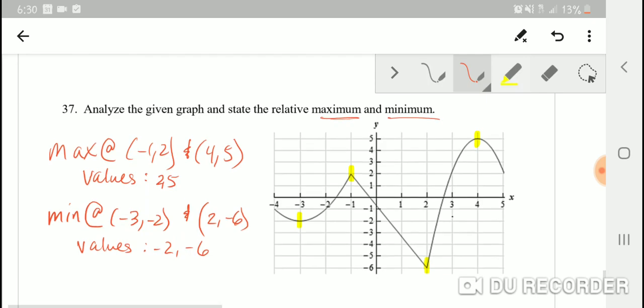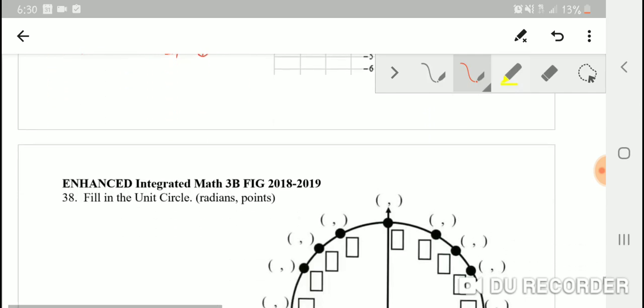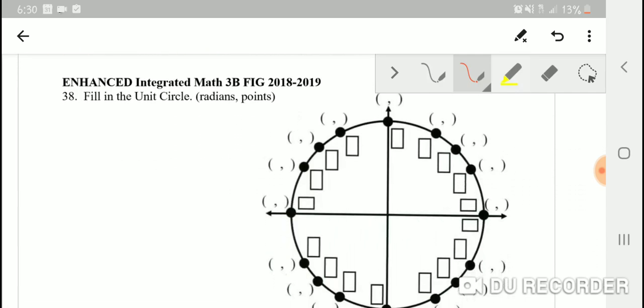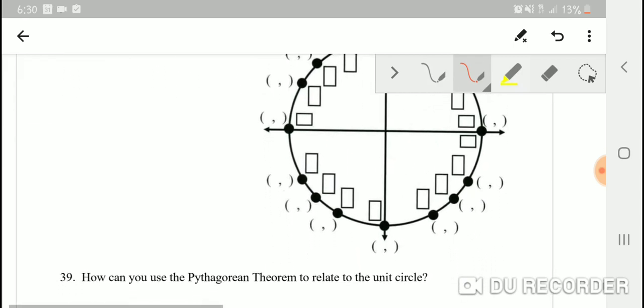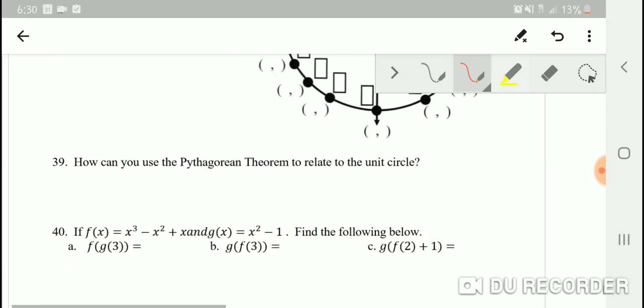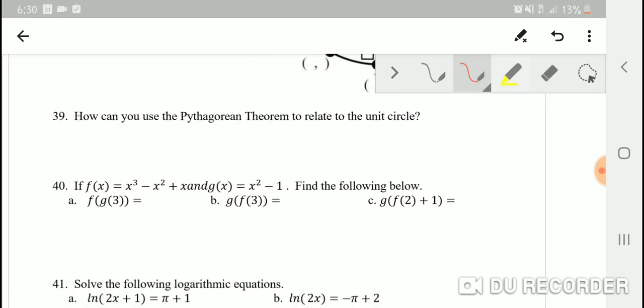And that's it for regular. So if you're in regular, you can stop listening now and just review all that stuff that you previously watched and worked through. If you're enhanced, I'm not going to fill in this unit circle for you. You just need to make sure you have the unit circle memorized. Go look it up.